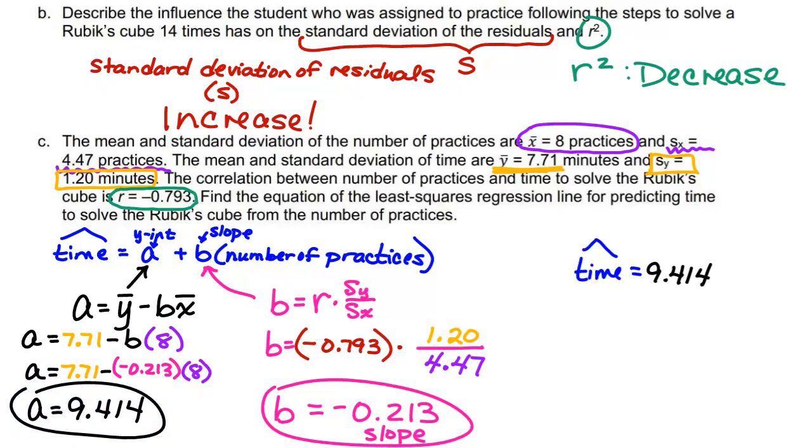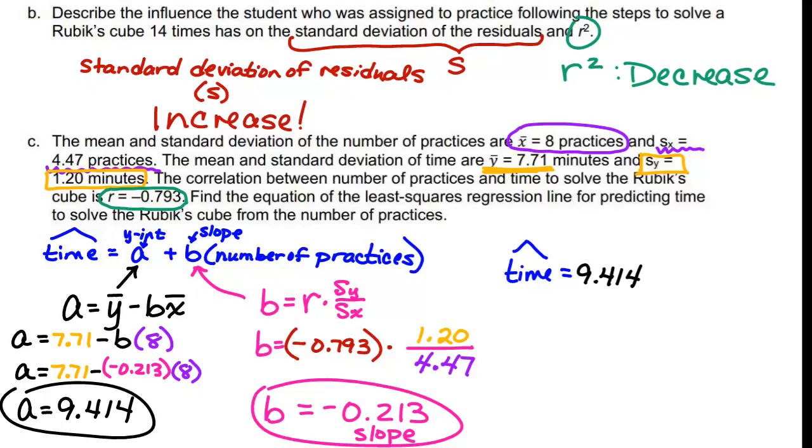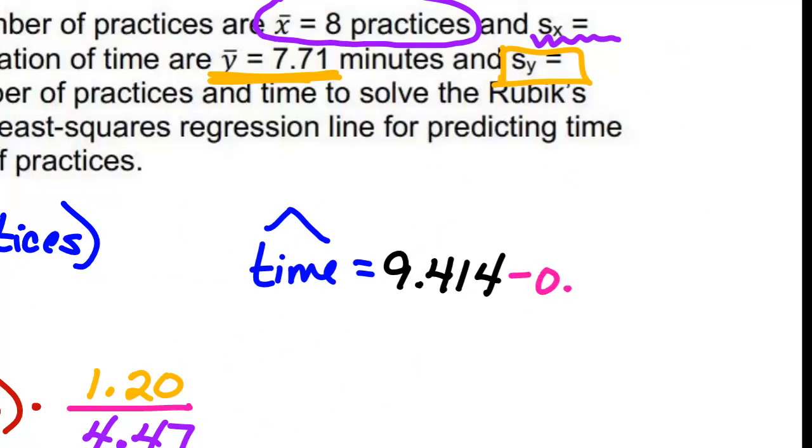Scoot all of this over so that I have enough room for this guy. So minus 0.213 times the number of practices.